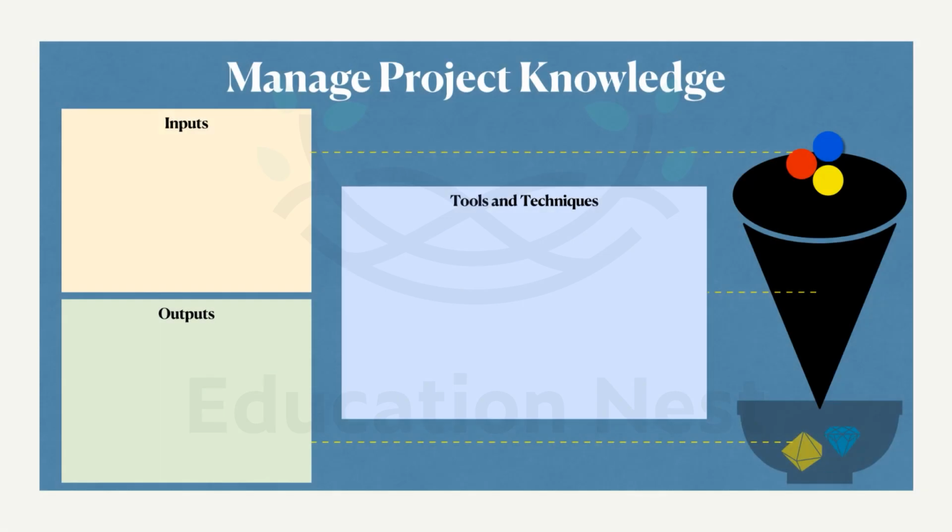Moving on to the next process, that is manage project knowledge. The PMBOK guide talks about managing the knowledge in two ways. It divides the knowledge into two types. First type is the explicit knowledge, and second type is the tacit knowledge.